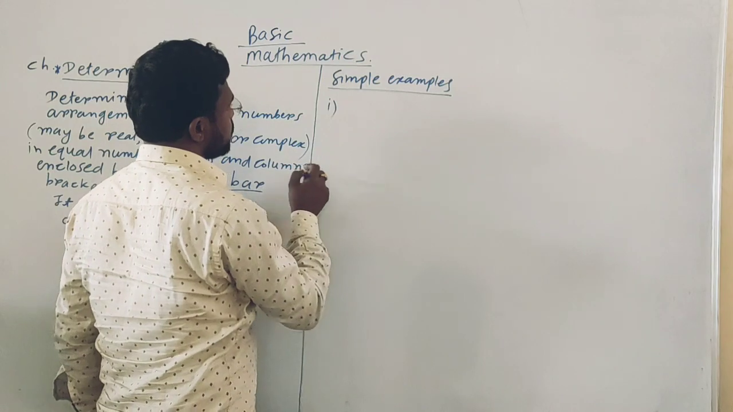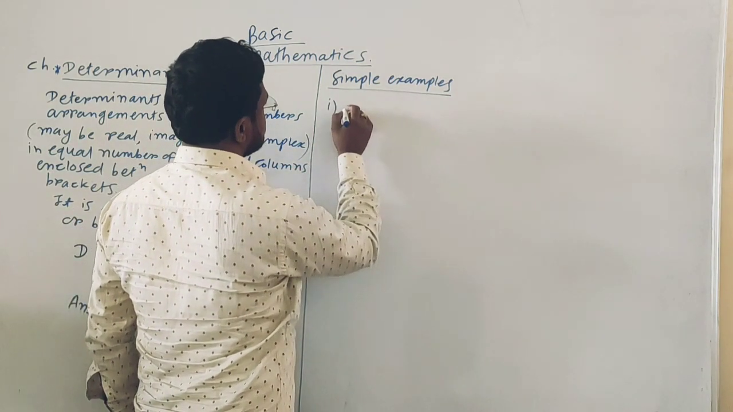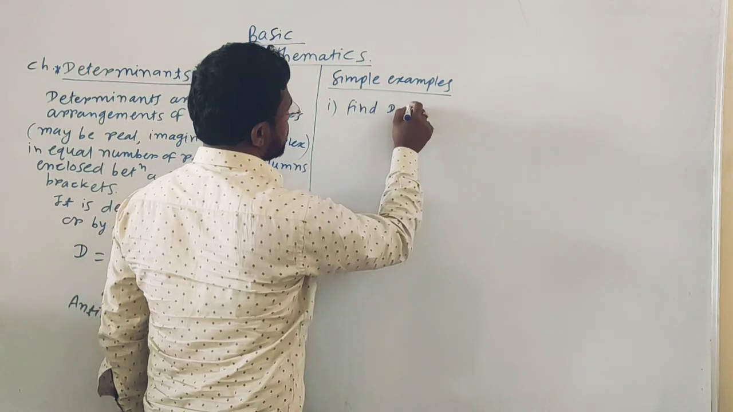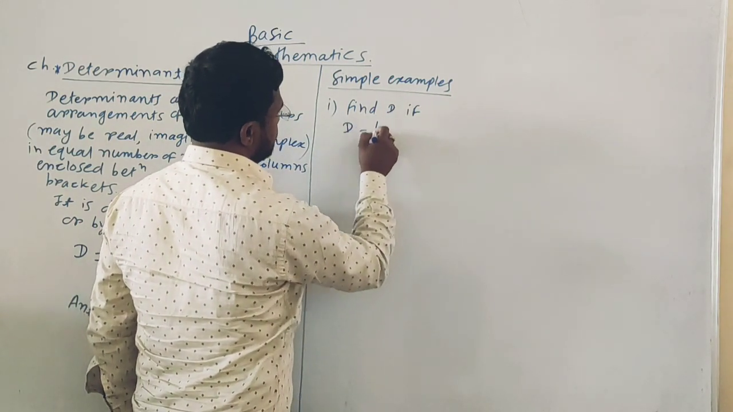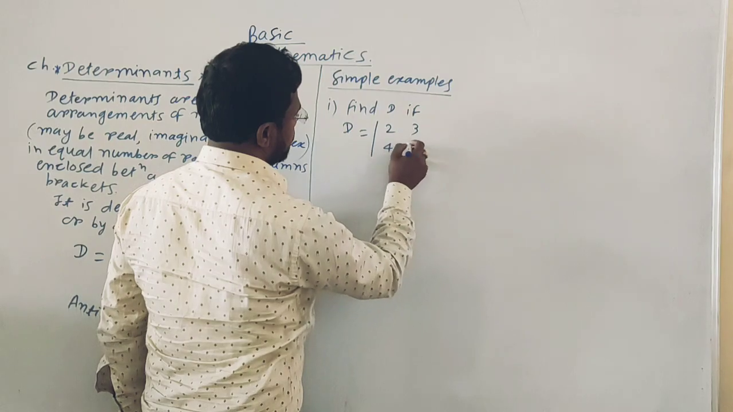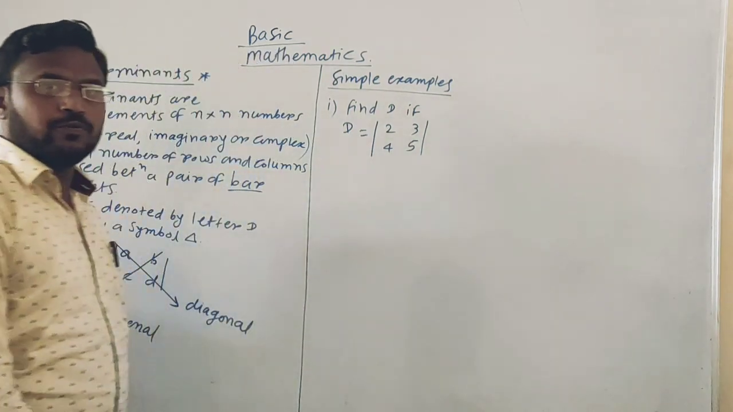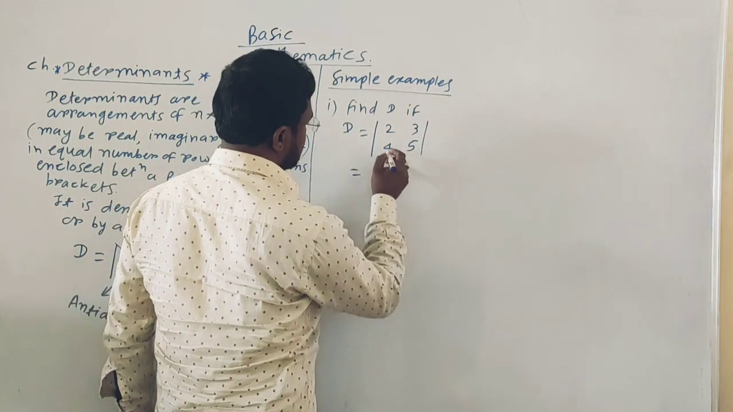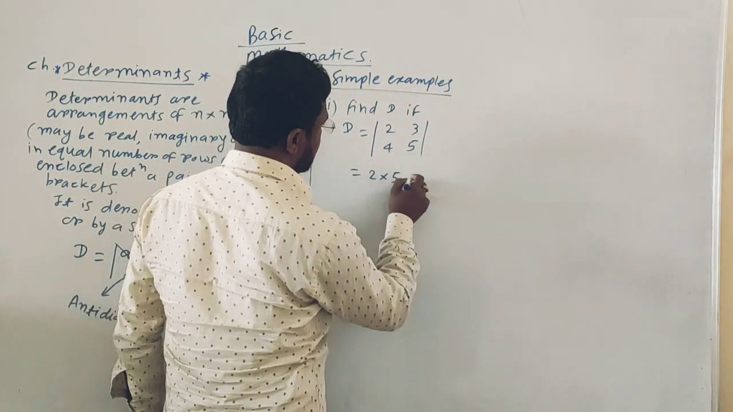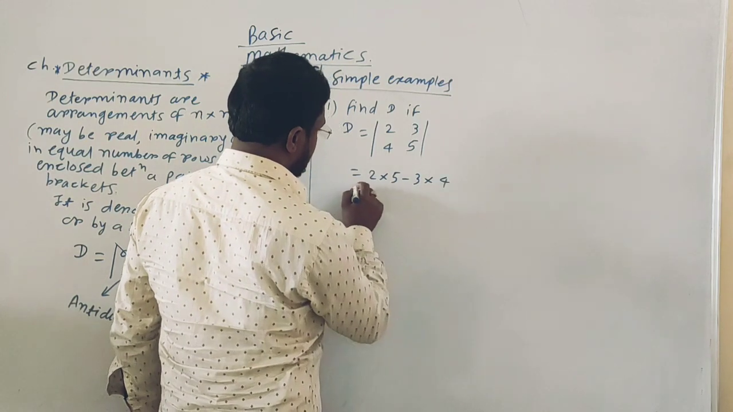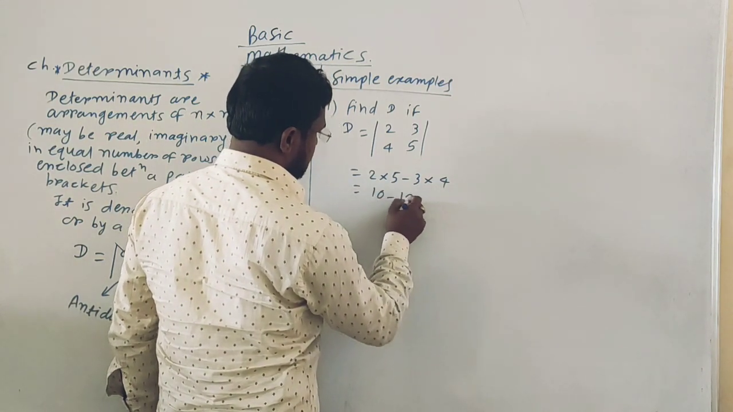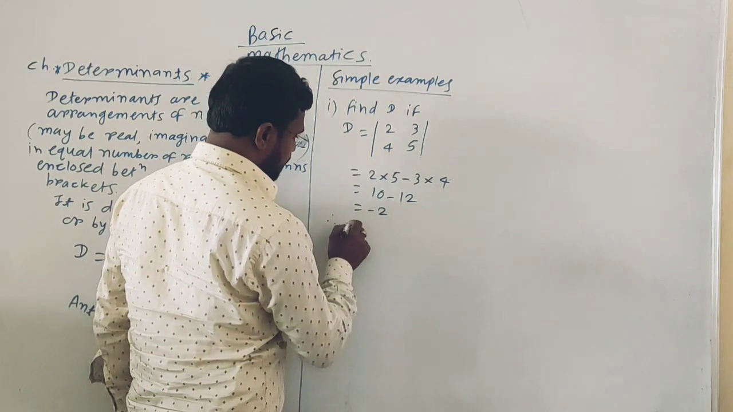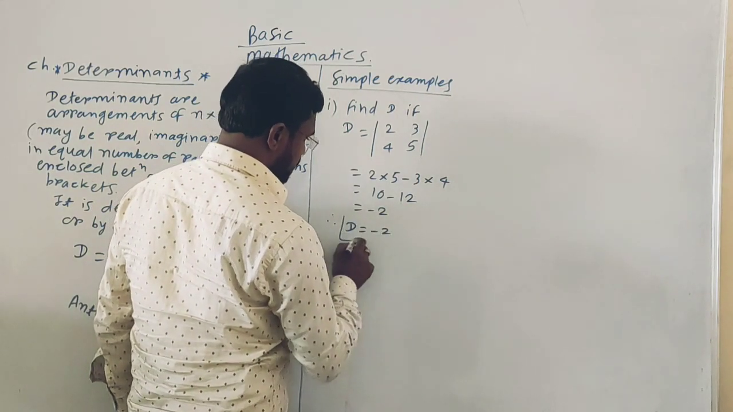Simple examples. First one, find D if D equal to 2, 3, 4, 5. Here 2 multiply 5 minus 3 multiply 4 equal to 10 minus 12. What is the answer of this? Minus 2. Therefore, D equal to minus 2.